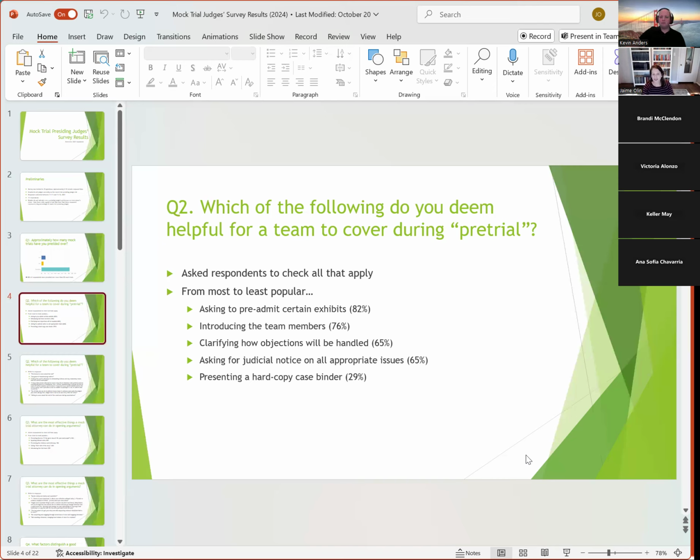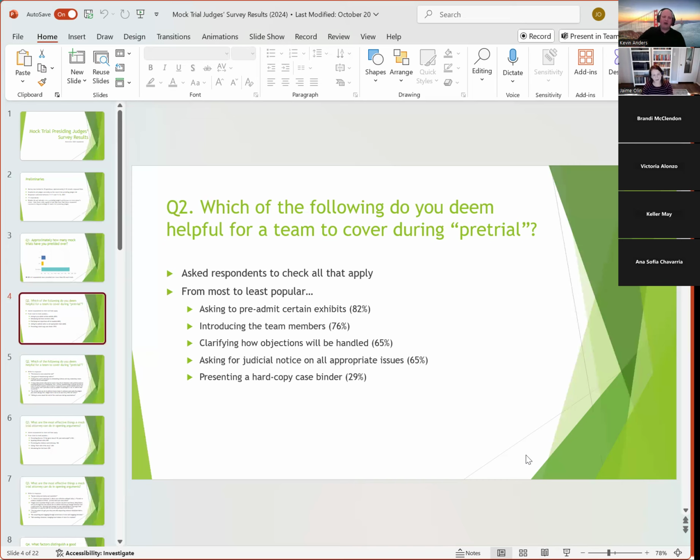The thing that the judges didn't care about too much was presenting a hard copy case binder. It's something you can do if you want to. There's nothing wrong with it. Some judges do like it, but we have access to all of the case materials as judges anyway, so it's not necessary. As you can see here, it's not something that really moves the needle for judges in pretrial. Kevin, what are your thoughts on this?